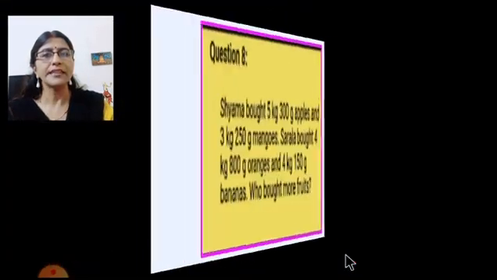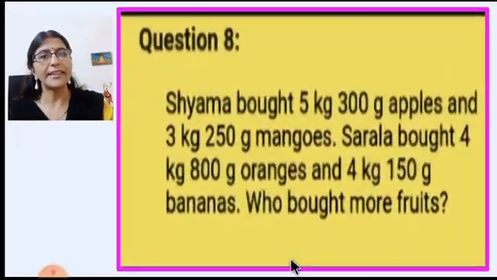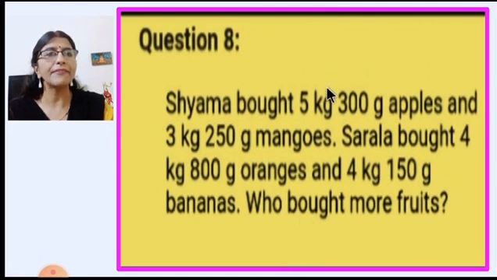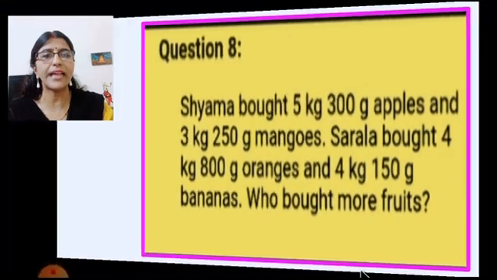Now next question is question number 8 of the same exercise. It is also a word problem. Shama bought 5 kg 300 gram apples and 3 kg 250 gram mangoes. Sarla, one more girl, bought 4 kg 800 grams oranges and 4 kg 150 gram bananas. Who bought more fruits? So again we have to first add it and then we have to compare who bought more fruits. So let us do that.